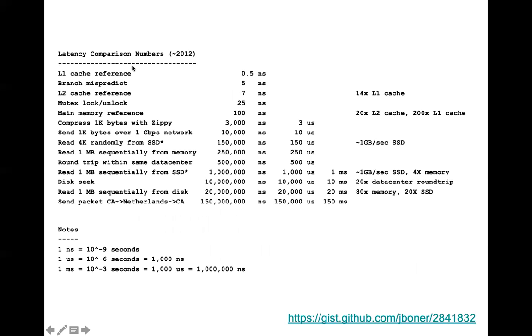Level 1 cache reference. If you talk to the level 1 cache on your processor, your chip on your laptop or your phone can probably do that in about half a nanosecond. Or another way to say that is, you can probably do that about 2 billion times per second.